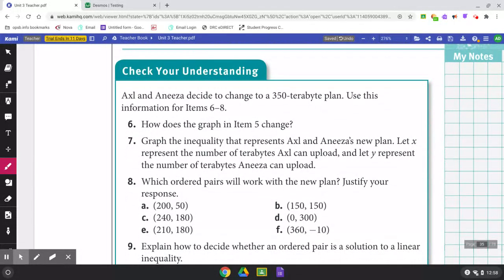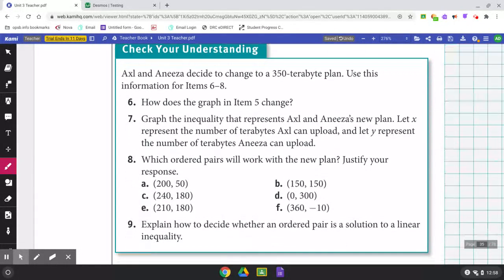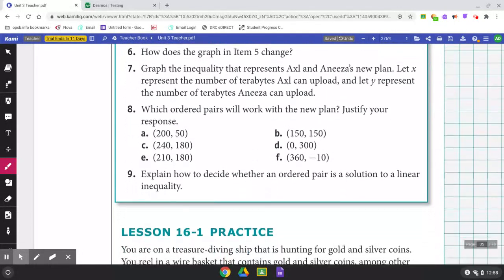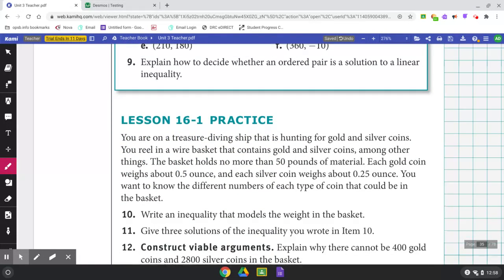Check your understanding 6, 7, 8, 9, and lesson 16.1 practice 10, 11, 12, 13 is your homework. And then you need to do activity practice 16.1, which is on page 247, numbers 1, 2, and 3.